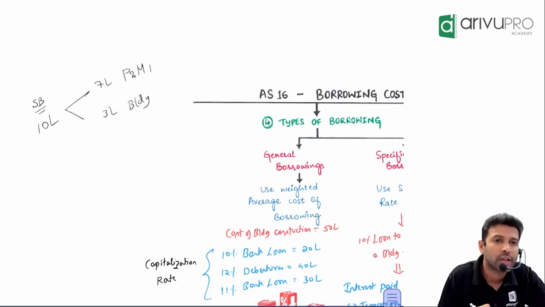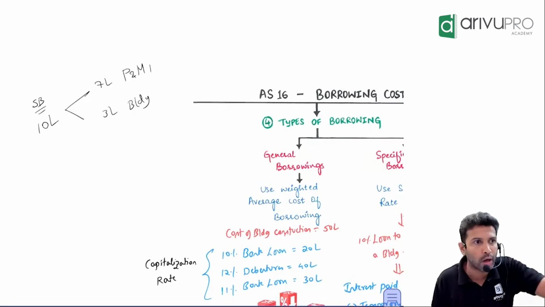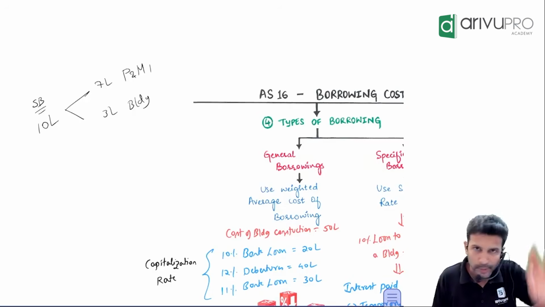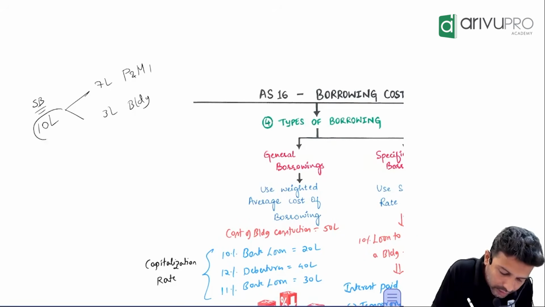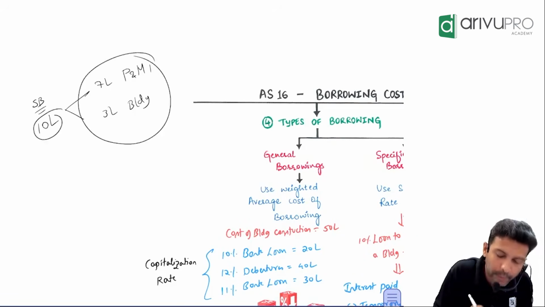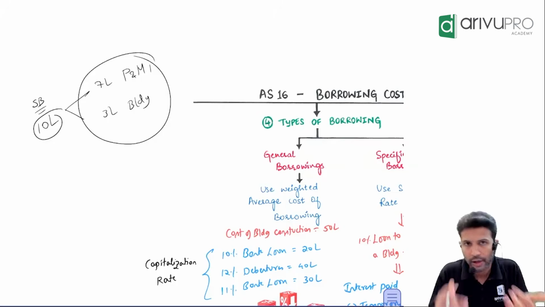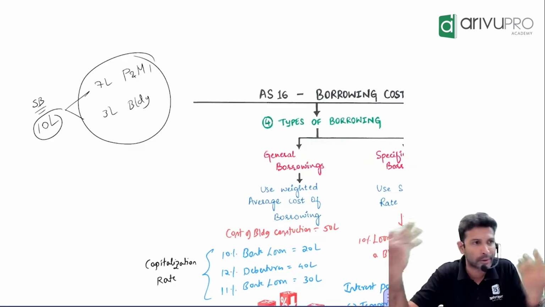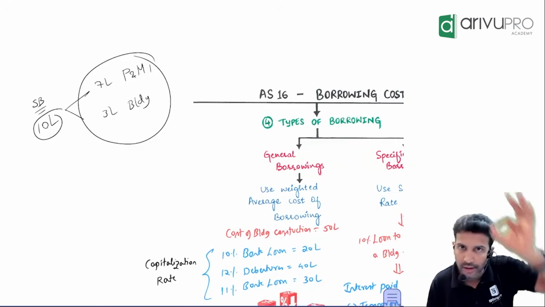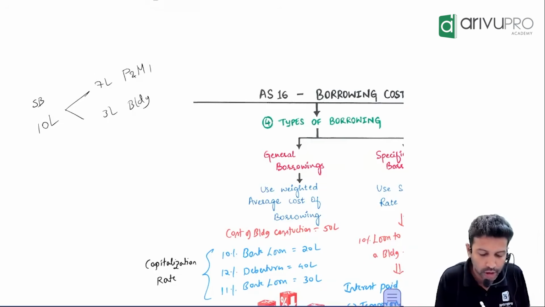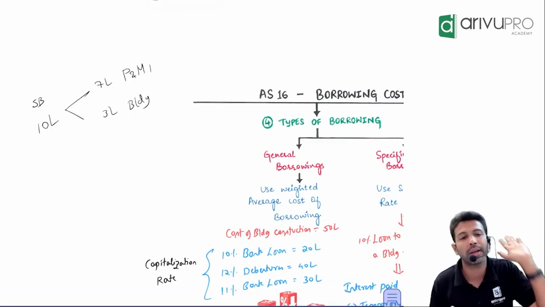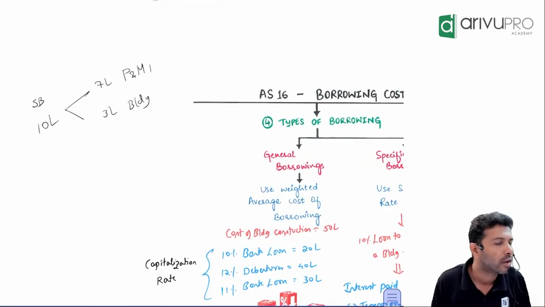Specific borrowing. Specific borrowing does not mean one loan, one purpose. No. Specific borrowing means you have taken a borrowing, and for whatever purposes you have utilized it, you are able to identify. It could be one loan used for 4 purposes also, doesn't matter. If you are able to clearly identify the purpose, then it automatically becomes what, sir? Specific borrowing. Done? Okay.